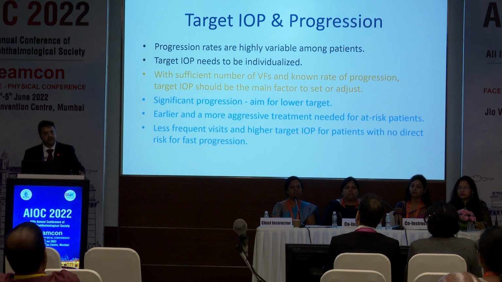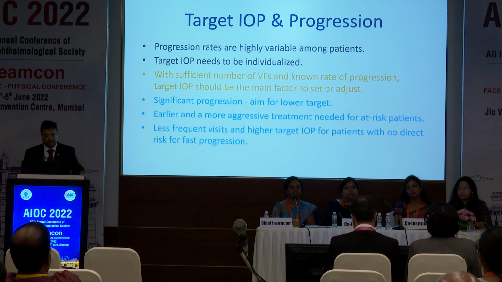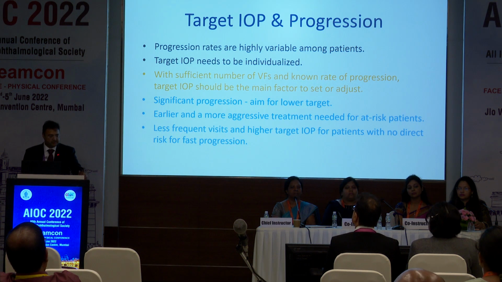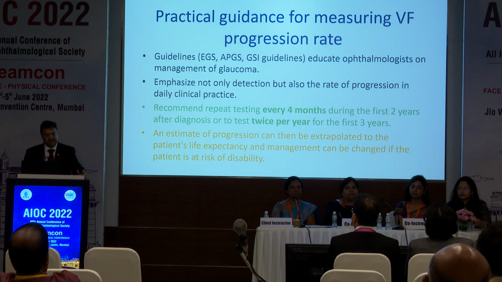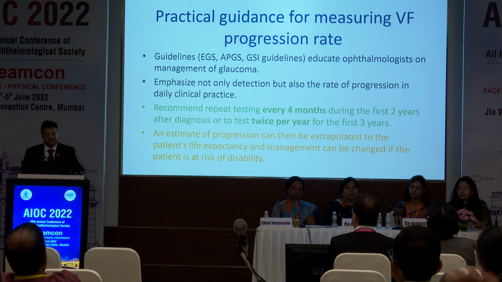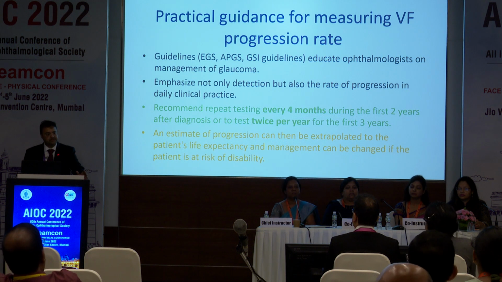So what is target IOP and progression now? We have to fix this, it is very important. The progression rates are highly variable among patients. Target IOP needs to be individualized with a sufficient number of visual fields and known rate of progression. The target IOP should be the main factor to assess or adjust, because that is the only modifiable risk factor which we can treat. So with significant progression, aim for a lower target. Earlier and more aggressive treatment is needed for at-risk patients. You can have less frequent monitoring and a higher target IOP for patients with no direct risk for fast progression. So for practical guidance on measuring visual field progression rate, all these guidelines are available, whether you look at EGS, APGS or GSI. They basically educate the ophthalmologist on the management of glaucoma.